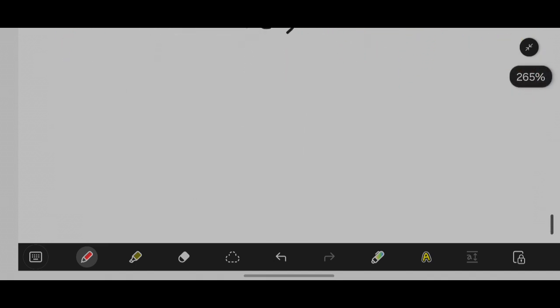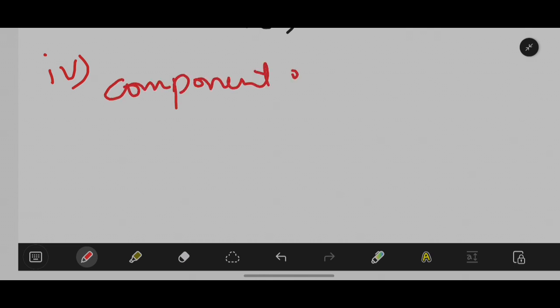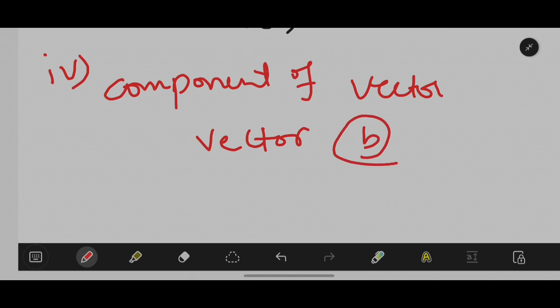Next question is the fourth bit in the fifth passage. Component of a vector is, so component of a vector is a vector. That is very clear. Option B.